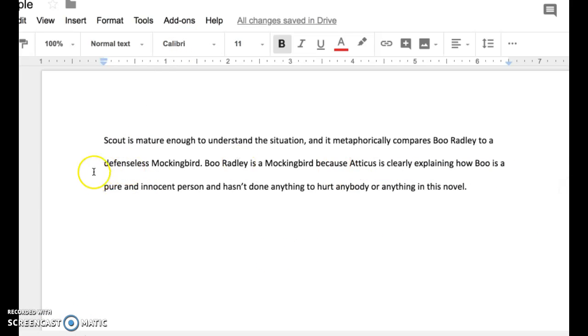So look through your paper and get rid of all the extra words and pronouns that are not necessary in your essay. Good luck!